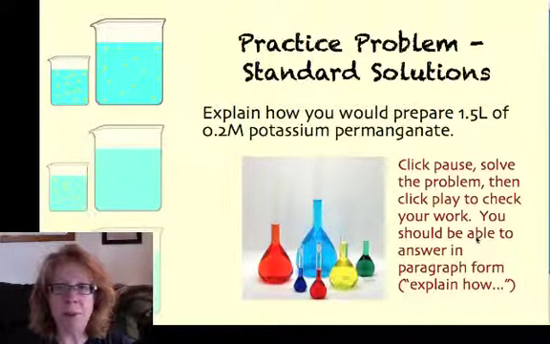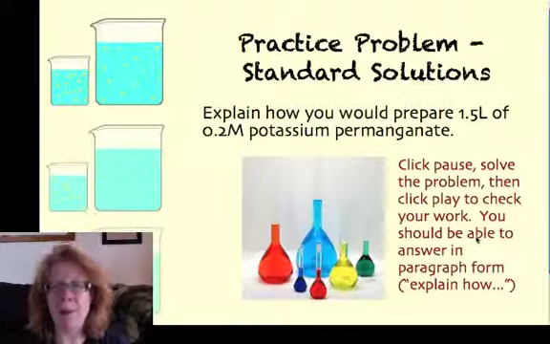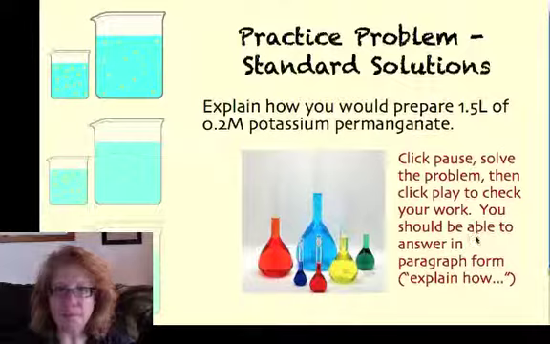So you're going to be preparing 1.5 liters of a 0.2 molar potassium permanganate solution. So you probably need a calculator, periodic table. Probably you don't remember what permanganate is, so you might need to go look up what the formula of that ion is. So anyway, hit pause, grab yourself some scratch paper, solve it out, and then we'll take a look at what the answer is. Here you go.